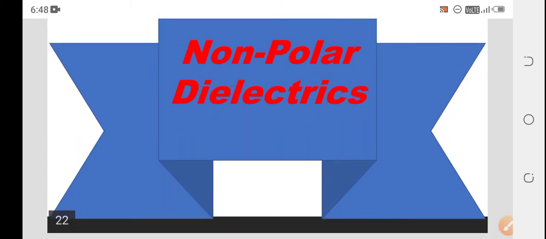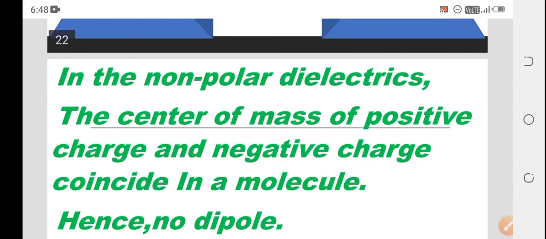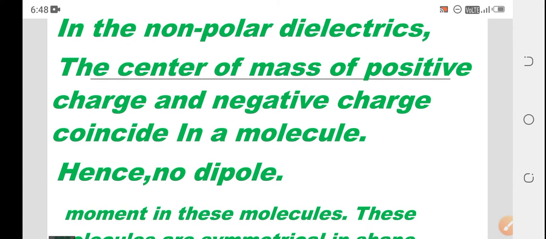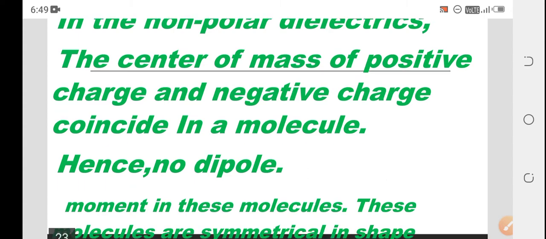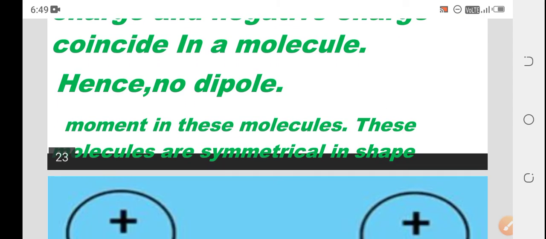Coming to the non-polar dielectrics. In the non-polar dielectrics, the center of mass of positive charge and negative charge coincide in a molecule. Hence, no dipole moment exists. These molecules are in a regular, systematic shape. What is the definition? In a dielectric where the centers of positive and negative charges coincide in a molecule, that is called a non-polar dielectric material.